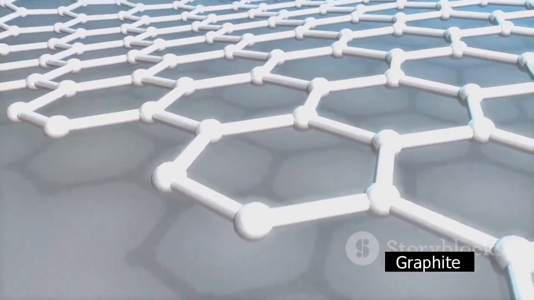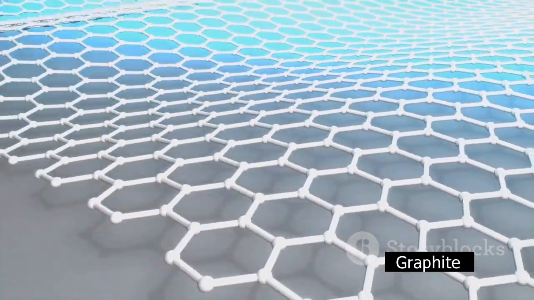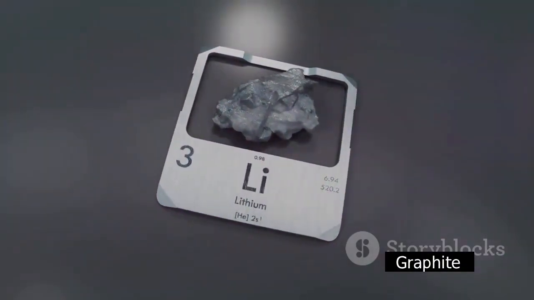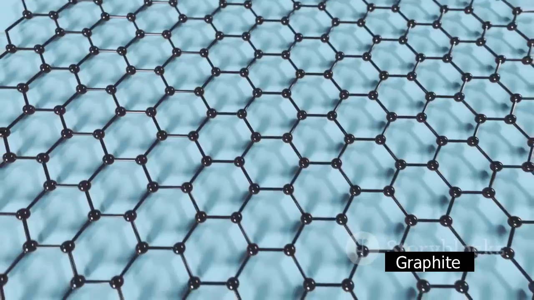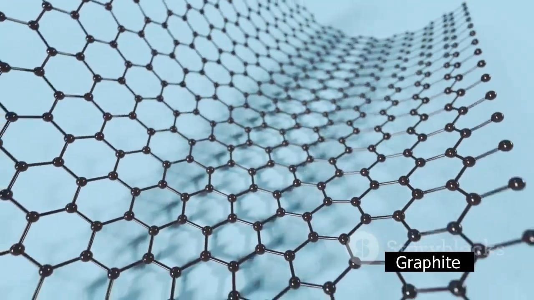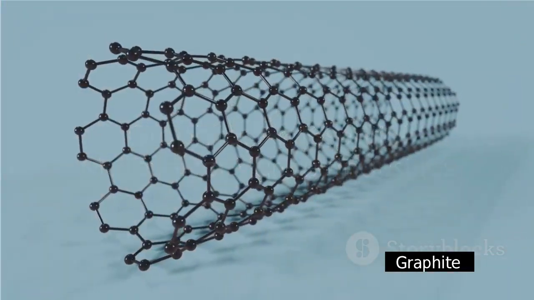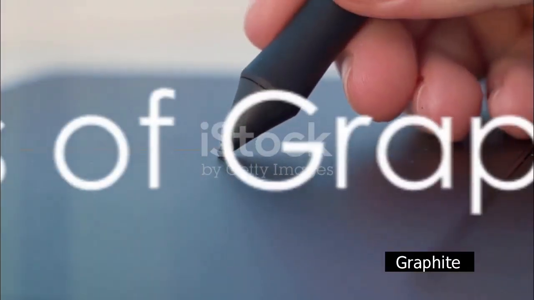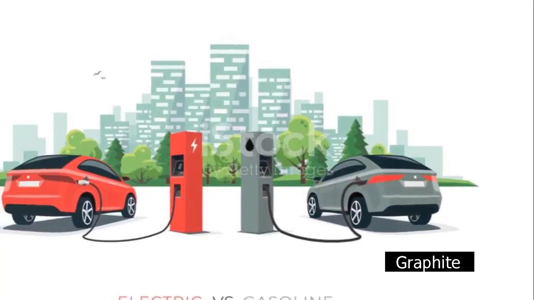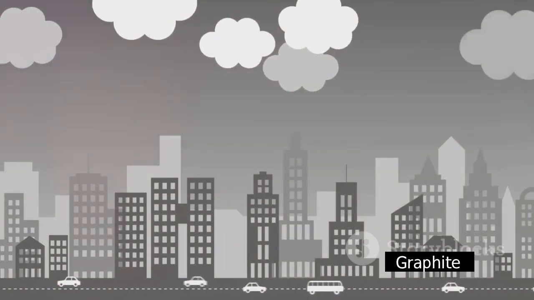In conclusion, graphite might seem ordinary at first glance, but when you delve into its properties, it is anything but. From its unique atomic structure to its excellent conductivity, resistance to heat, and the fact that it's the only non-metal that's a good conductor of electricity, graphite is a material that's full of surprises. These properties have made graphite an indispensable material in various industries. From the tip of your pencil to the battery of your electric car, graphite is everywhere. This humble mineral, often overlooked, plays a vital role in many aspects of our daily lives.